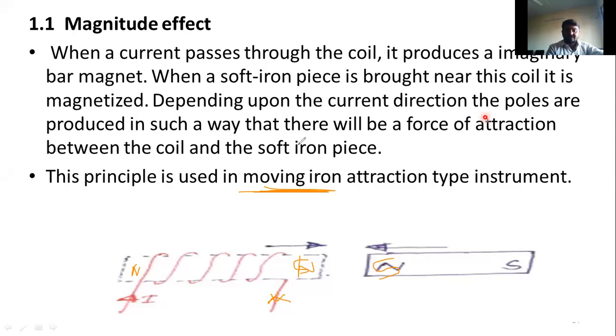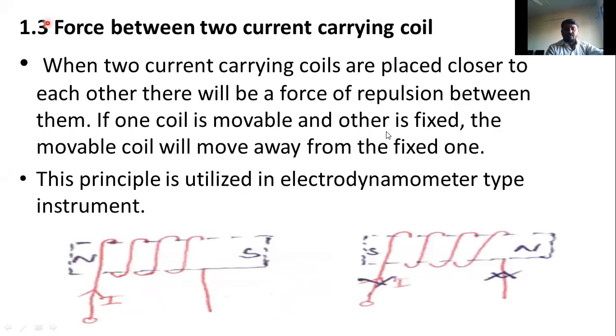Similarly, just a minute. Of the two iron pieces, we wound one and kept the other as it is. The next one, the second one, what we will do is the force between two current carrying coils here now. This is not it, another one is there, one more. We'll discuss.